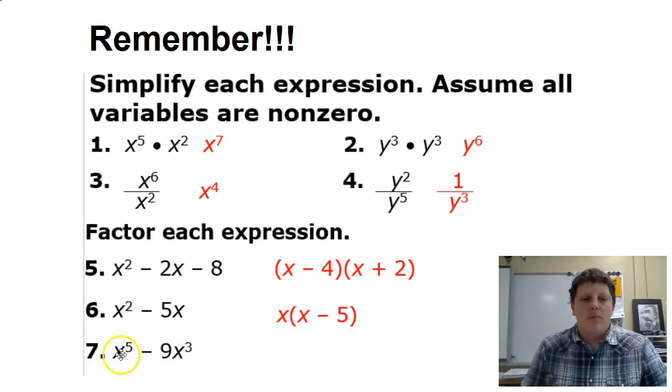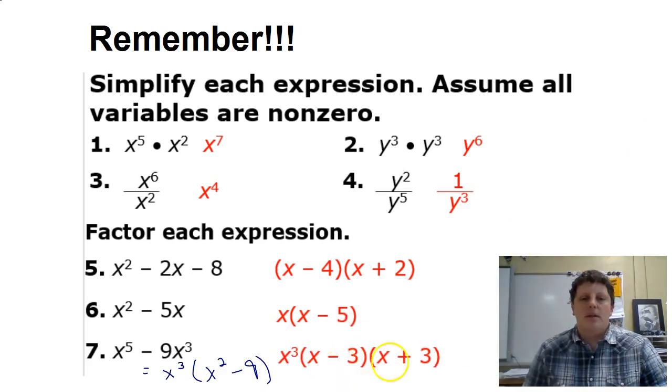I also have a common factor in number 7. Remember, when you have two variables, the common factor is the smaller one. So with x to the fifth minus 9x to the third, we have a common factor of x to the third. First, we factor out that common factor of x to the third, which leaves us with x squared at the beginning. X to the fifth divided by x to the third is x squared, and minus 9 on the right. You should notice that this is the difference of two perfect squares, x squared minus 9. That itself would factor to give us x plus 3 and x minus 3. So the final factored form would be x to the third times x minus 3 times x plus 3.